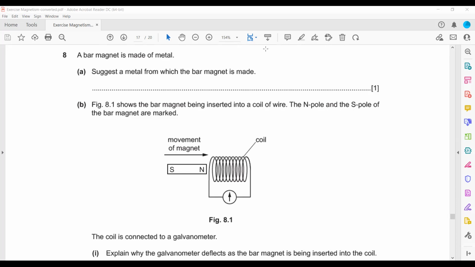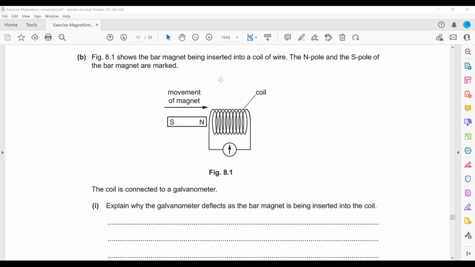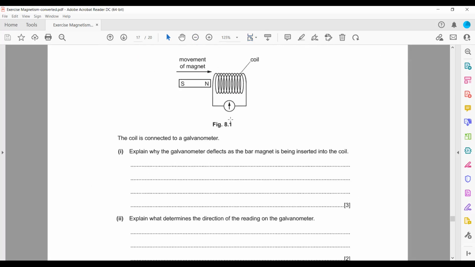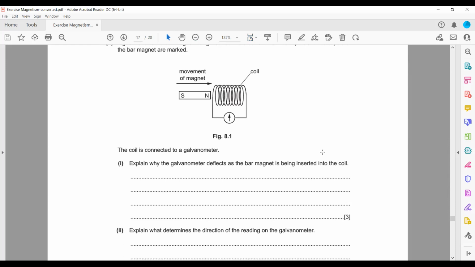Another question: a bar magnet is made of metal, suggests a metal. So normally, if it's a permanent magnet, to make a permanent magnet we use steel. Figure 8.1 shows a bar magnet being inserted into a coil or a solenoid, you can say. The north and south poles of the magnet are marked. The coil is connected to a galvanometer.